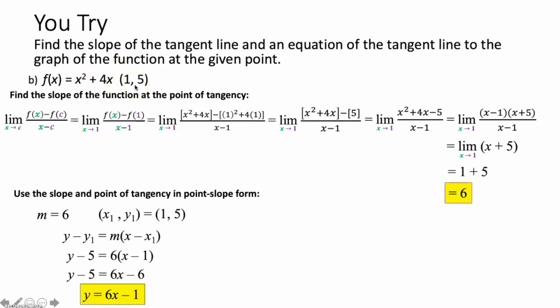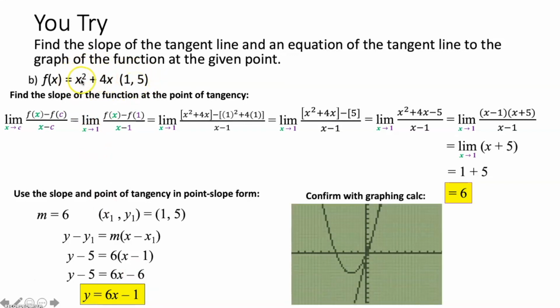If you want to verify that with a graph, you just graph your quadratic function x squared plus 4x. You see that parabola here, and then the line y is equal to 6x minus 1, we graph that, and you can see that over here it is tangent to the curve right at (1, 5). Perfect, we did it right.